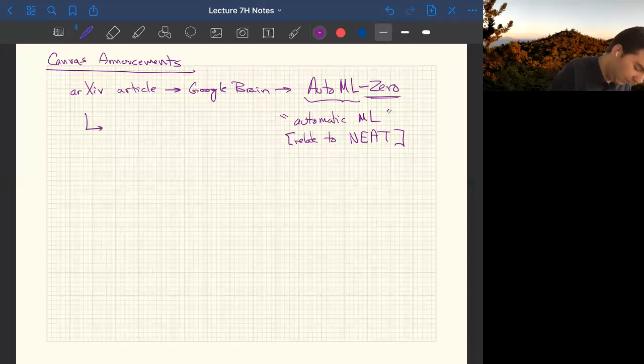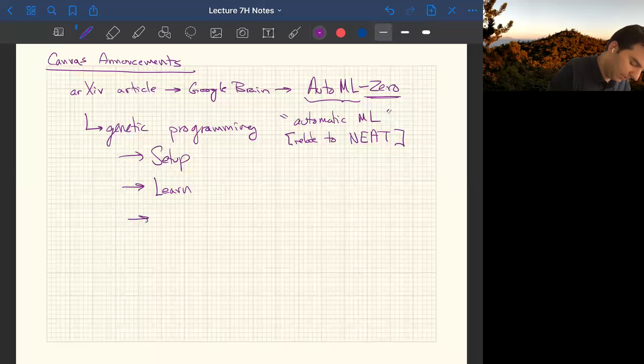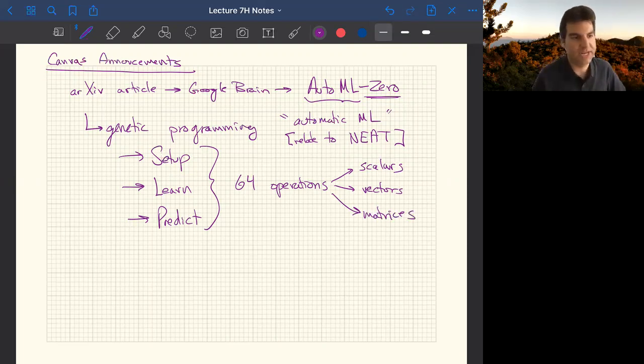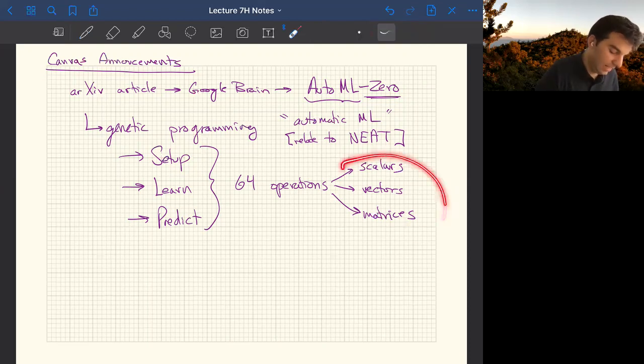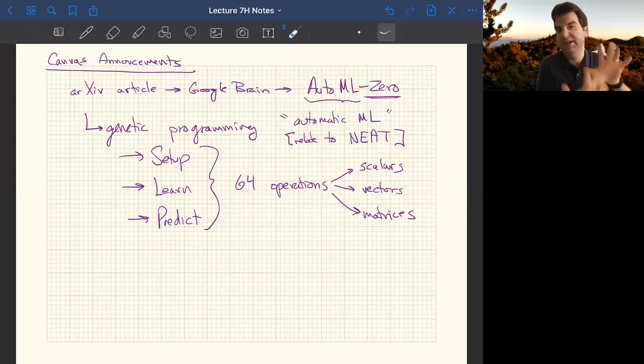It basically uses genetic programming to design 3 functions called setup, learn, and predict. It has 64 operations that operate on scalars, vectors, and matrices, and it uses genetic programming to combine these in different ways to program setup, learn, and predict. Setup uses mathematical structures to effectively build a neural network. It can instantiate matrices, and those matrices end up becoming weights in a neural network. You can view it that way.